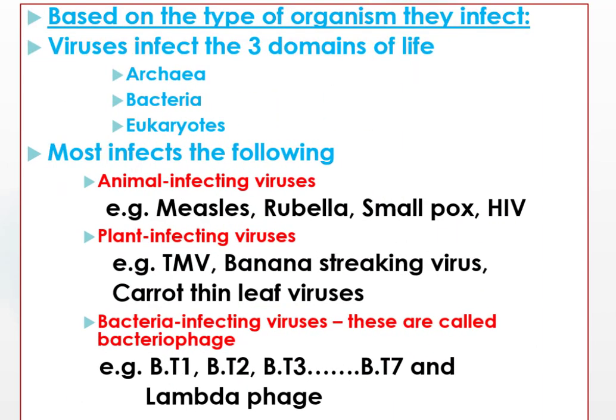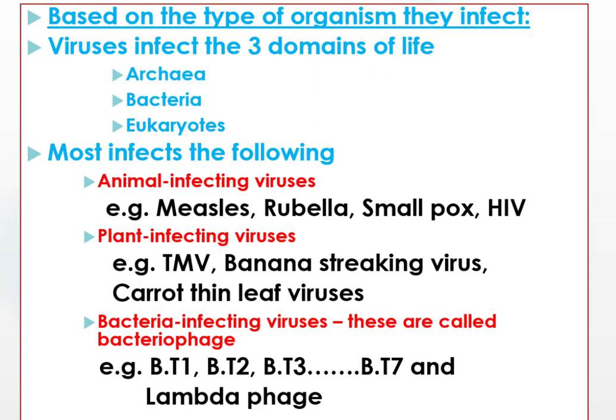Based on the types of their hosts, viruses infect all types of organisms. Viruses infect the three domains of life on Earth. They infect archaebacteria, they infect eubacteria, they infect eukaryotes. In this case, we categorize them as animal infecting viruses, plant infecting viruses, and bacteriophages.